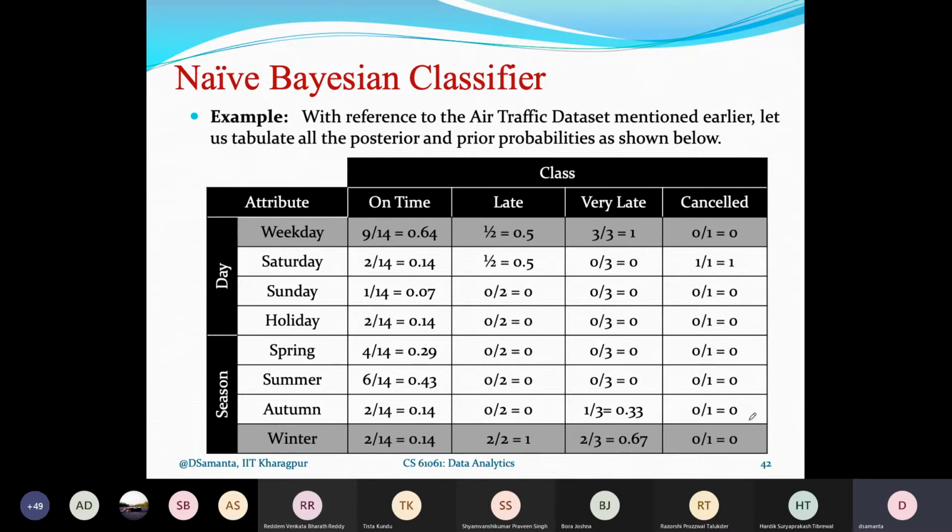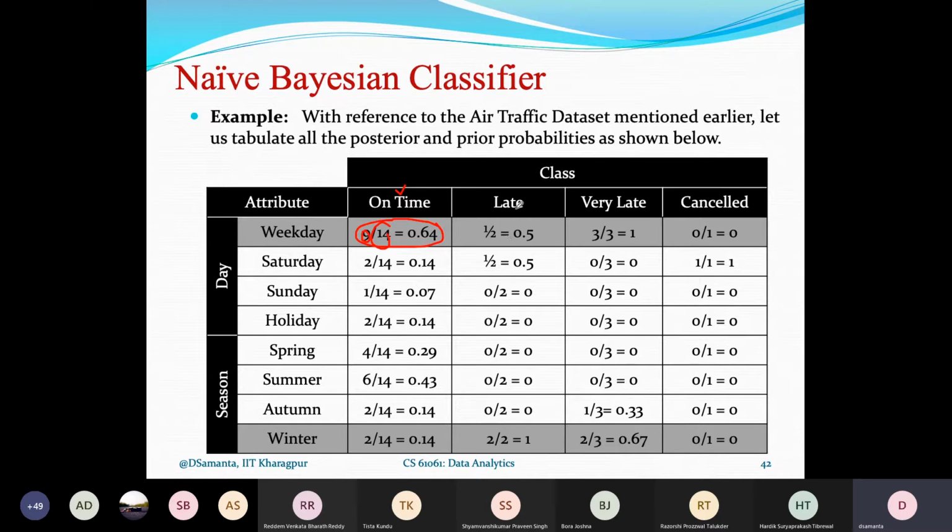Now let's come to the calculation of posterior probability. Here, there is one table that we can maintain to calculate all the posterior probability values. For example, this is one posterior probability calculation. Now let's see what this means. This implies that 14 records belong to on time. Out of these 14, 9 records are there for which the day is weekday.